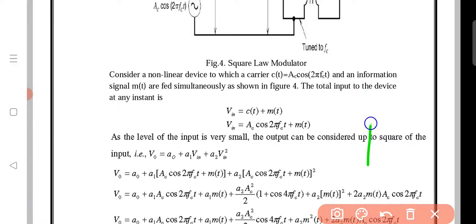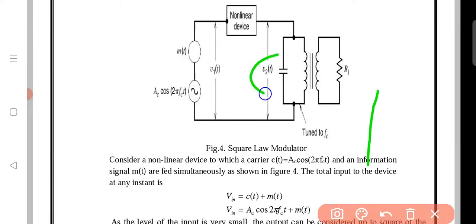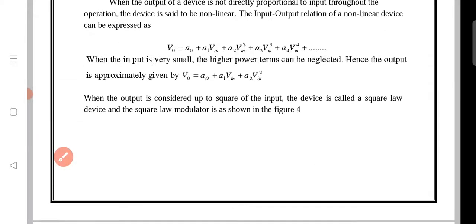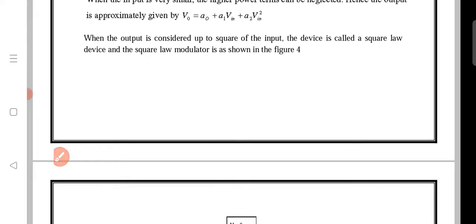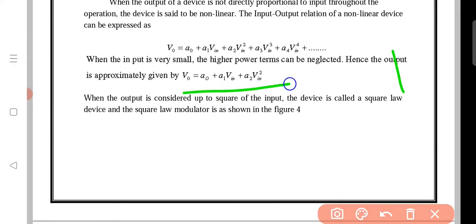relations. Okay, nonlinear relation. What is the output? Here V in of t is there, V2 of t is there. So what does V2 of t mean? V2 of t is the input output relation of the nonlinear device. Okay, that is a naught plus a1 v in square, as observed above. This is the relation we are considering here.